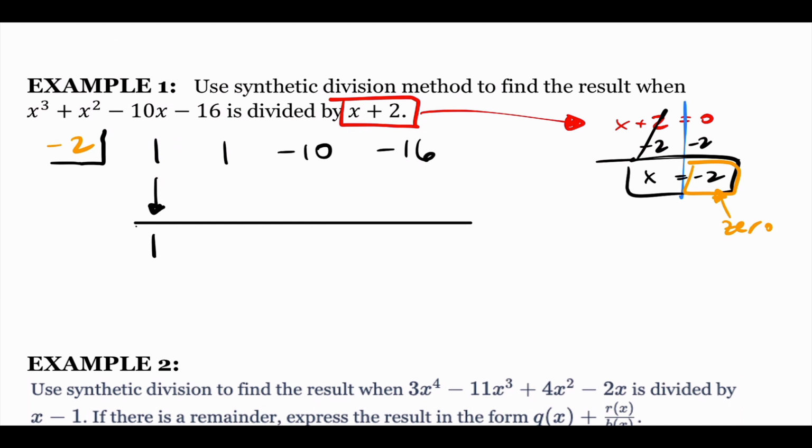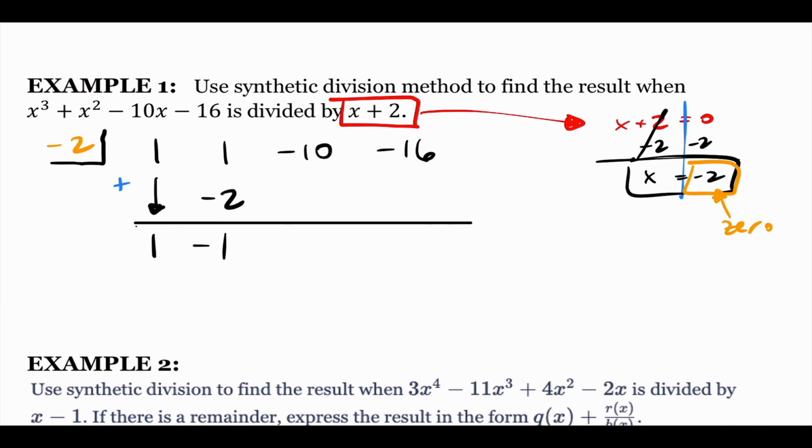Now I'm going to do multiplication, just like I did for division, right? Multiply the top number by the side number. So we're going to multiply this number times that number. What do you get? Negative 2. We're going to put that number there. Always add straight down. So what is positive 1 plus a negative 2? Negative 1.